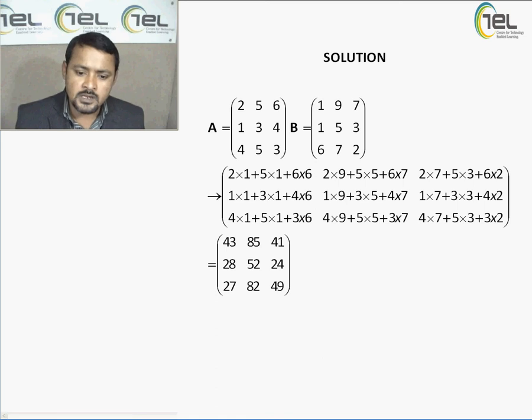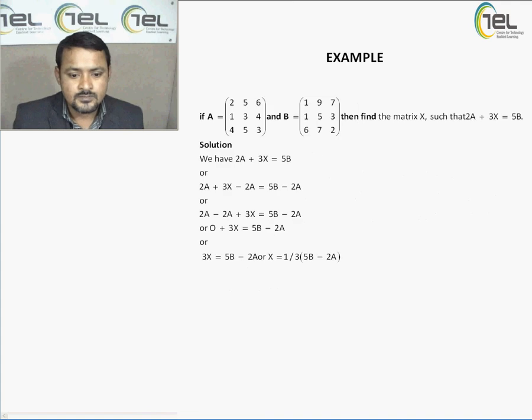The second row multiplied with all the columns will be written as the second row. The third row multiplied with all the columns will be written as the third row in the new matrix. So AB is a 3 into 3 matrix. Now there is a little variation in the next example. A matrix of the order of 3 into 3 is given, and another matrix B of the same order has also been given. We have to find by operations of matrices 2A plus 3X is equal to 5B.